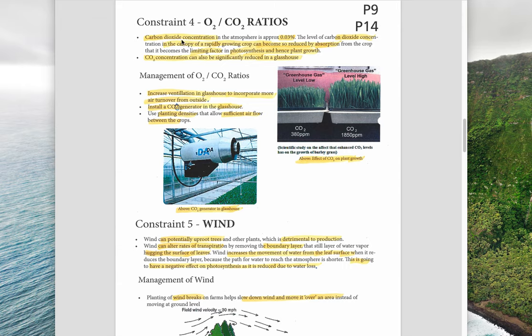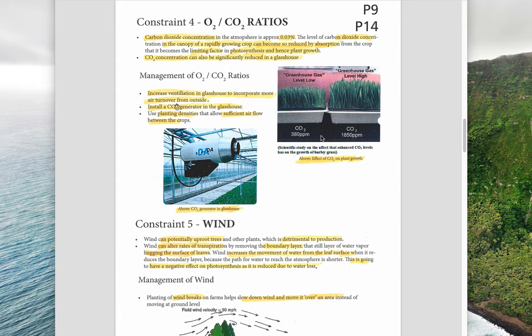And so you can see here carbon dioxide concentration is only about 0.03%. So there's not a lot of carbon dioxide in that atmosphere. And so it is reduced if you've got a rapidly growing crop that is highly dense, then there can be a limit on the amount of carbon dioxide that each individual plant can get. And it can also be reduced in a glass house because obviously the environment and the air in there is a bit more controlled. So carbon dioxide can become a problem.